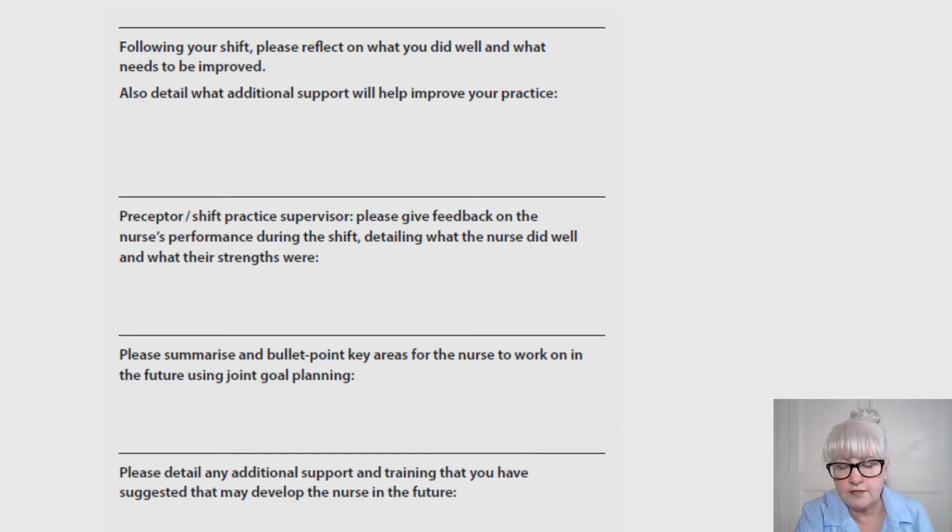That's what constructive feedback's about. We all have areas though where we can look at developing and summarising bullet points, areas for development. You might do some joint goal planning there, and some areas to develop in the future, or just write down some plans for the future, and then any additional support and training. So that might be really helpful to have a sort of bit more of a structure to it if you are really struggling.